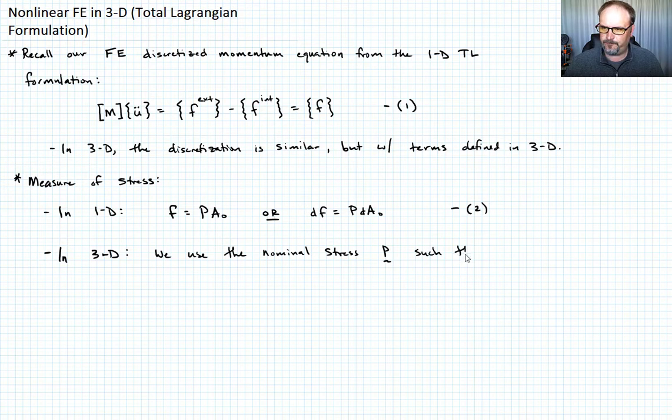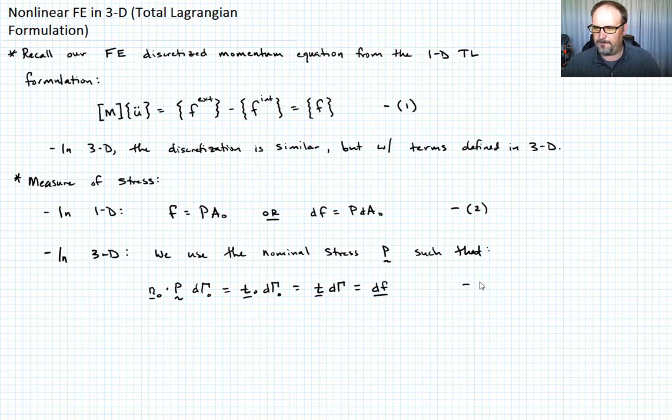such that, and I'm going to write down what I had written when we talked about stress measures earlier, N naught times P d gamma naught, where that's the differential surface area, is equal to T naught times d gamma naught. Remember, T naught is a pseudo traction. This term is equal to the true traction times the area in the current coordinates, but regardless, that is equal to the vector dF. Let's call that equation 3.